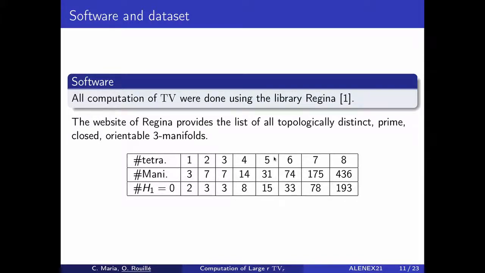For instance, at 5 tetrahedra we have 31 different manifolds, 15 of them having a trivial first homology group. And two things to notice: the number of different manifolds explodes with the number of tetrahedra, and about half of them have trivial first homology group.